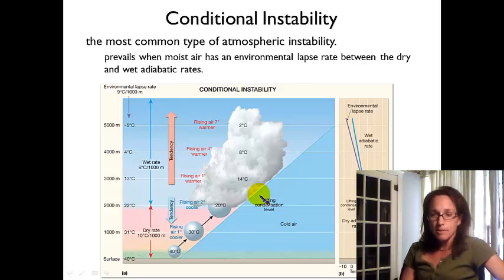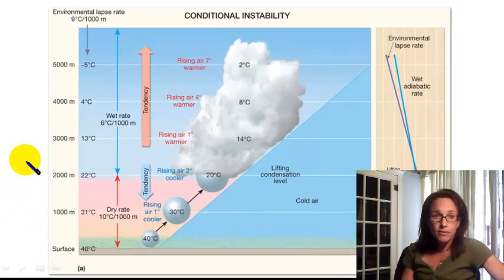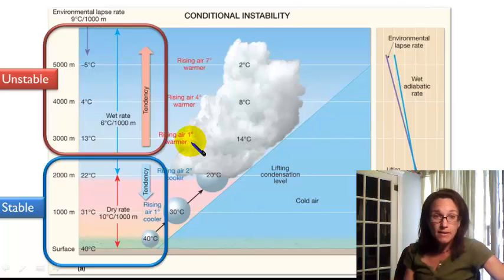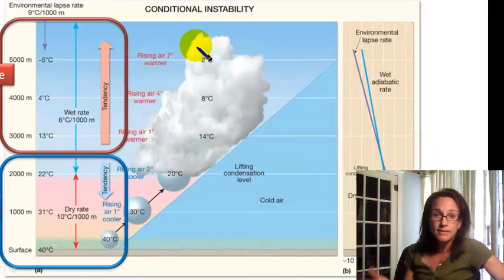Okay, so a little bit trickier one is what we call conditional stability, and this is actually the most common type of atmospheric stability. This happens when the moist air has an environmental lapse rate between the dry and wet adiabatic rate. So what we have going on down here, our air mass is stable, because if it weren't being pushed up, it would fall. Then it gets to a point where it's actually warmer than the surrounding air, and then it is unstable.